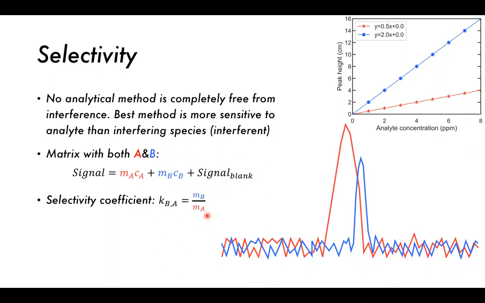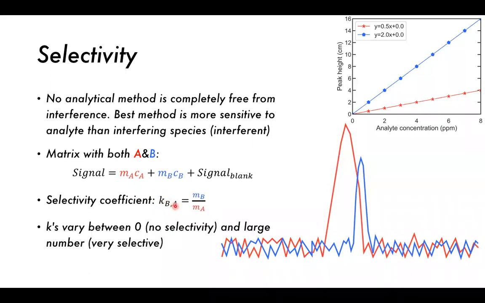So the selectivity coefficient, how selective a method is to either the signal from B or A, is given as the ratio of the gradient of B to A. Say we wanted the selectivity in terms of A over B, then it would be MA over MB. But in this case, we're looking to know how much more selective our method is for B versus A. So Ks vary between 0, no selectivity, and large numbers, which are very selective. 0 would indicate that the method doesn't really detect B at all and is very selective and very sensitive at measuring A.